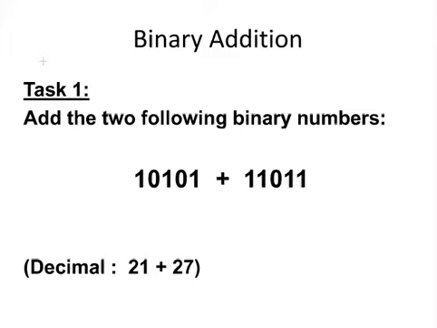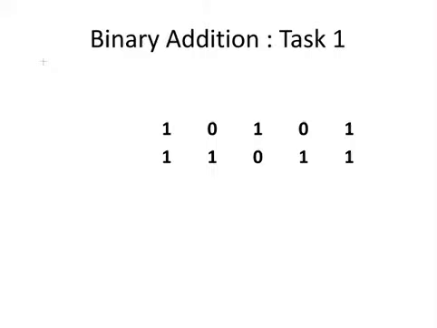So what we're going to do is add the two following binary numbers as our first example. 10101 plus 11011. In decimal form, that's 21 plus 27. So I have written the two numbers again, and I have aligned them from the right hand side, as in this is the last digit here and this is the last digit here, and I've aligned each digit on a column-wise basis.